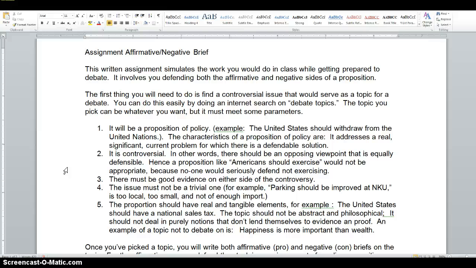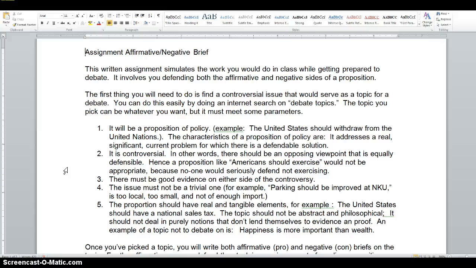So obviously you need something where both sides actually have an argument that they can make. For example, nobody's going to defend child abuse, right? The affirmative is not going to say something like child abuse is a horrible thing, and the negative is going to say, oh, child abuse is a great thing. That would be ridiculous. Obviously, it's not controversial.